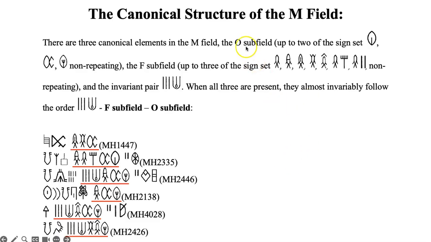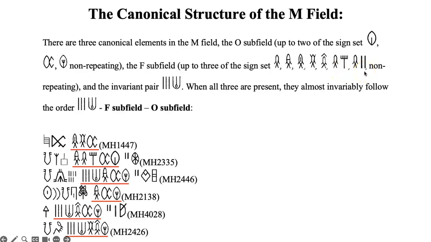first of all, the O subfield, as we're going to call it, because the three signs in it, this one, and this one, have as their common grapheme a sort of oval shape. And there are other signs, by the way, that also have an oval shape in them, but do not seem to participate in the M fields. And then the next we'll call the F subfield, F for fish, of course, and it consists of 7 signs, up to 3 of these 7 signs, no more than 3.